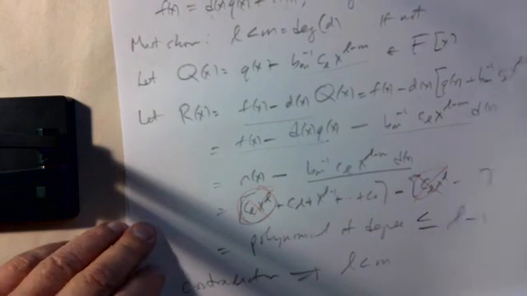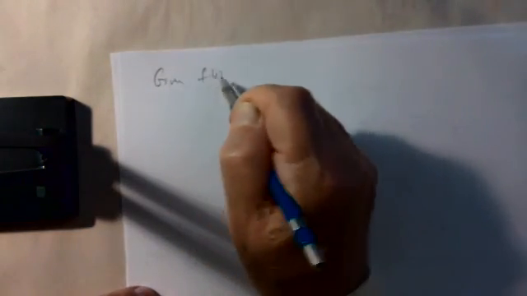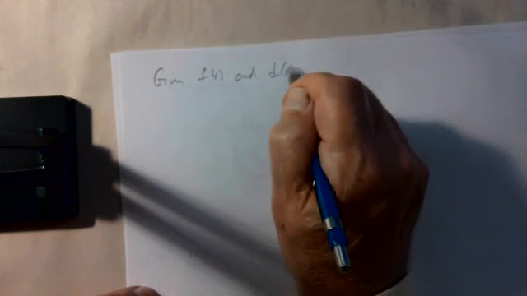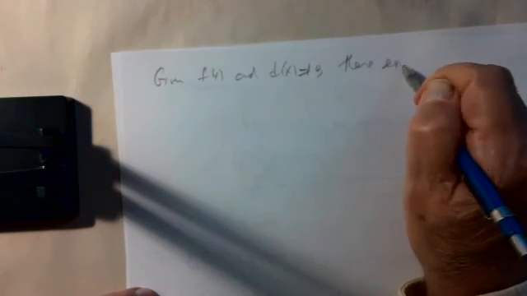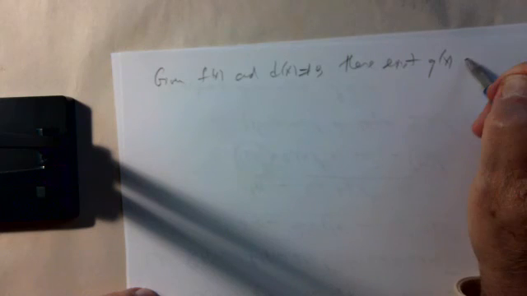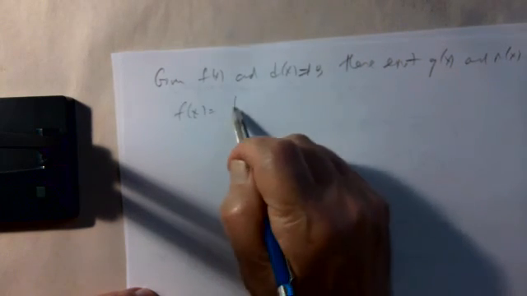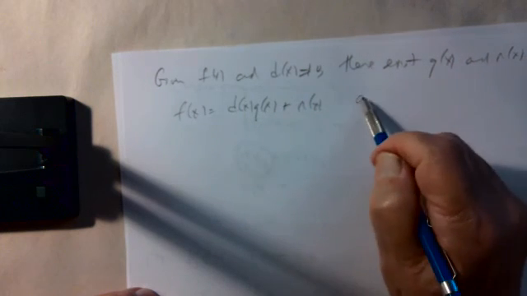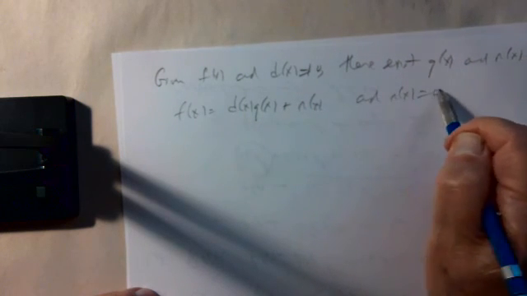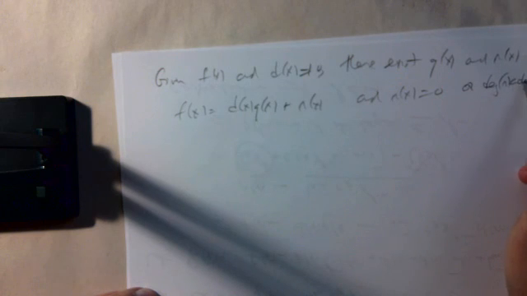What we just proved is that given f of x and d of x, where d of x is non-zero, there exist q of x and r of x with f of x equals d of x q of x plus r of x. And either r of x equals 0 or the degree of r is less than the degree of d.